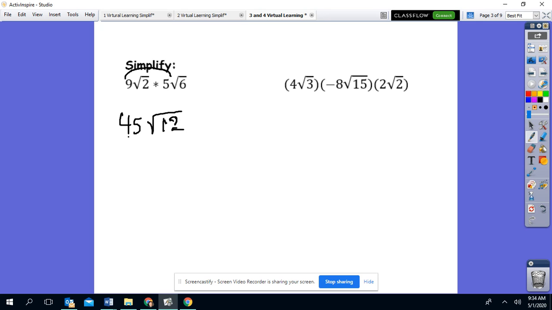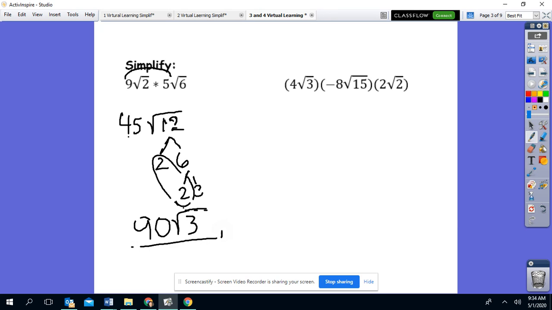The 12 can be broken down because we can break down 12 with 2 and 6, and we break down 6 with 2 and 3. So here we have a pair of 2's, so that 2 would need to come out. Well, there's already a 45 sitting outside. So I do 2 times 45, and I get 90. The only number that stays on the inside is that 3 that I didn't circle. So the answer for this problem would be 90 times the square root of 3. All right, let's try one more in this video.